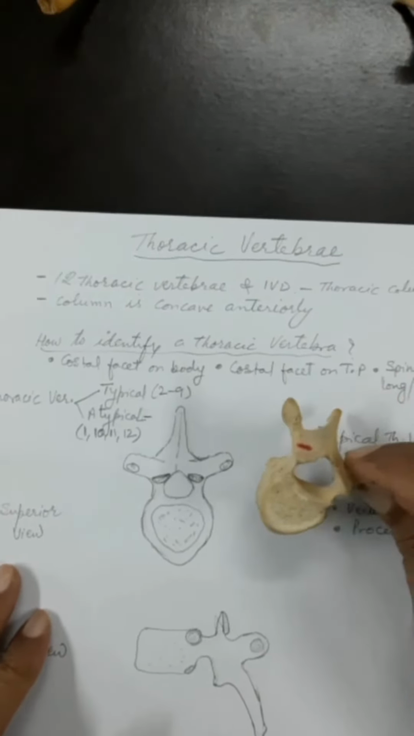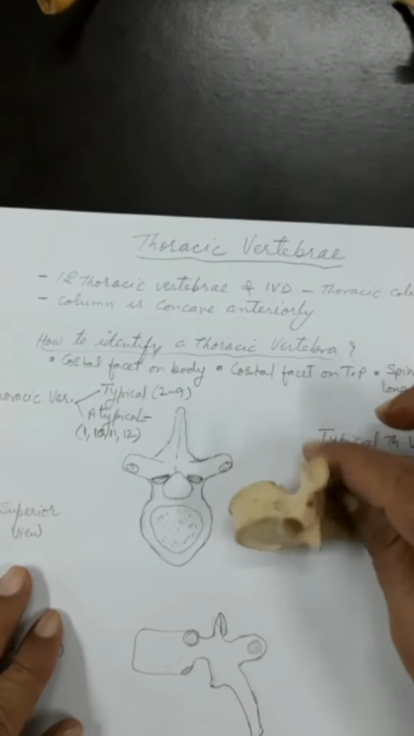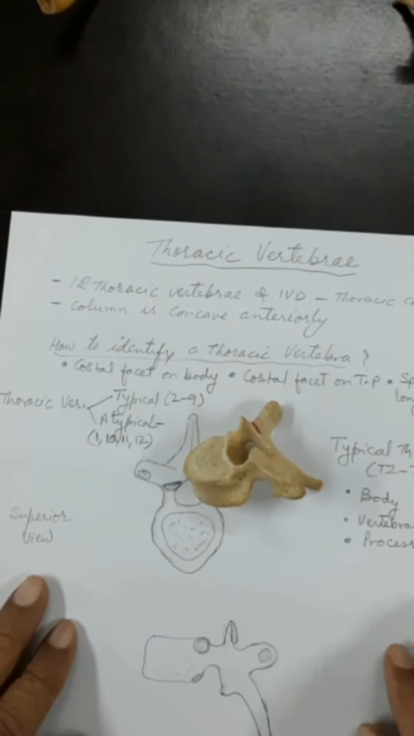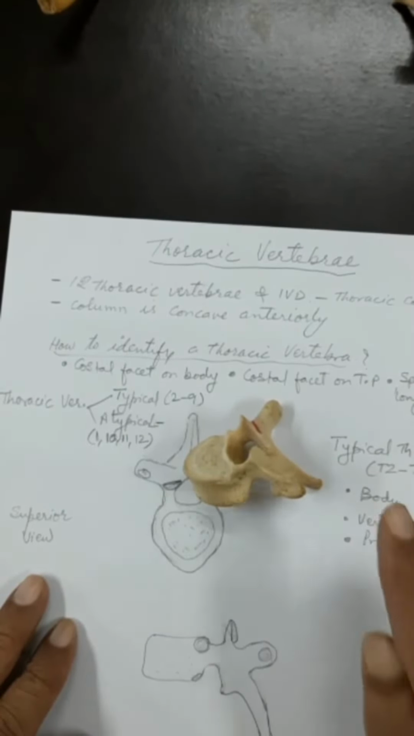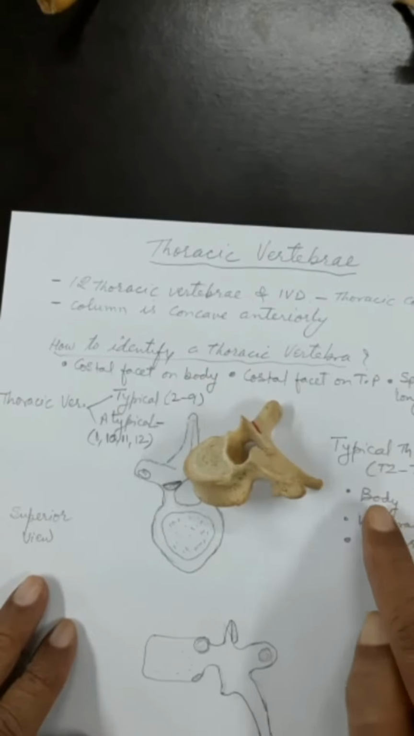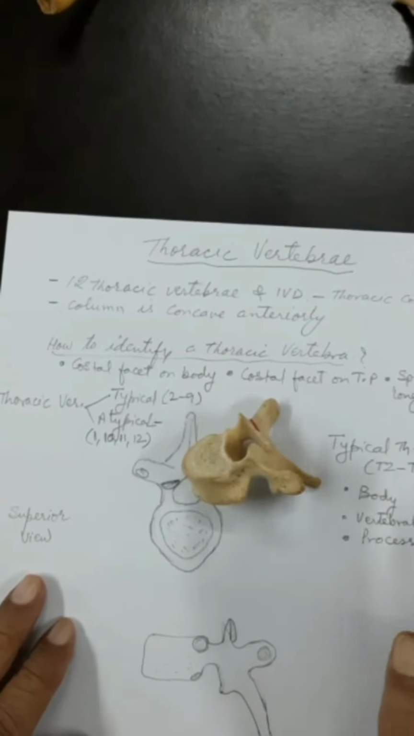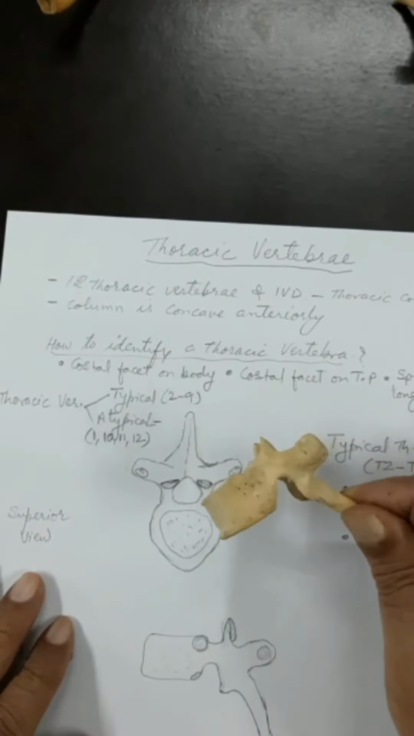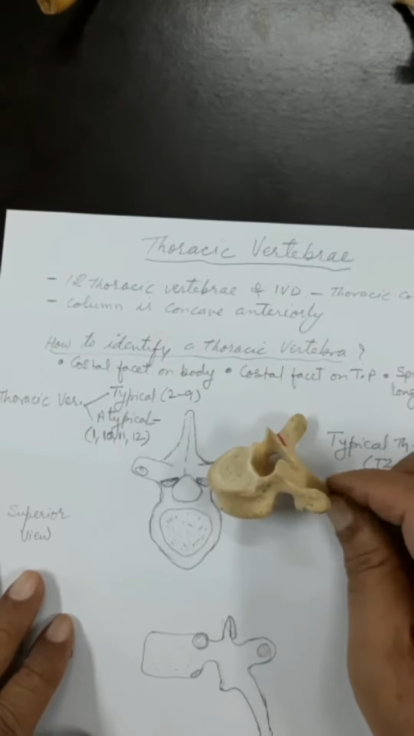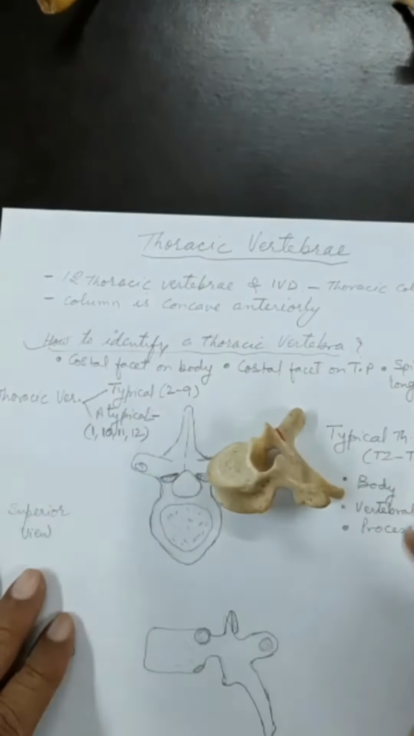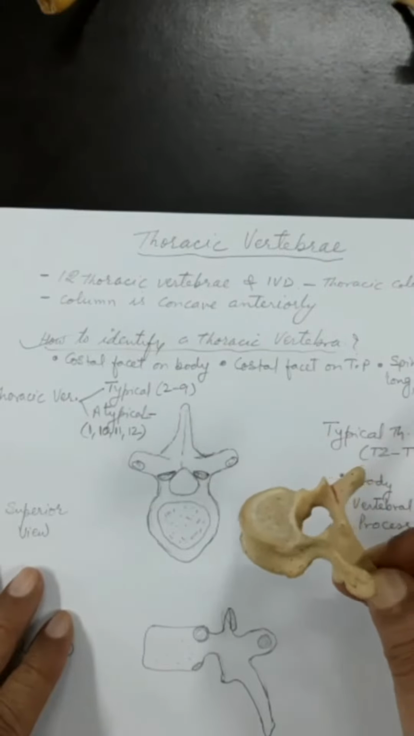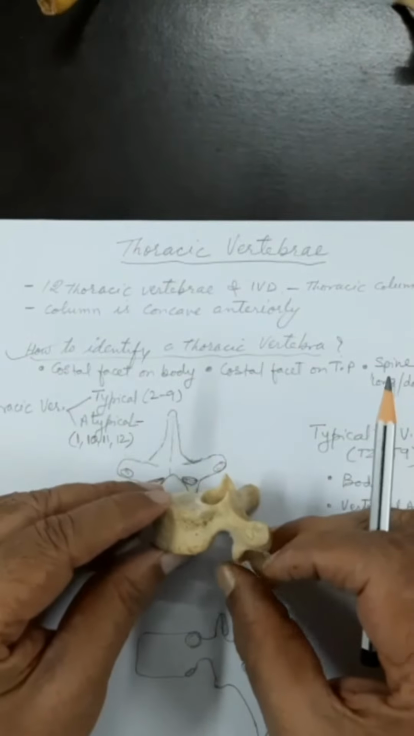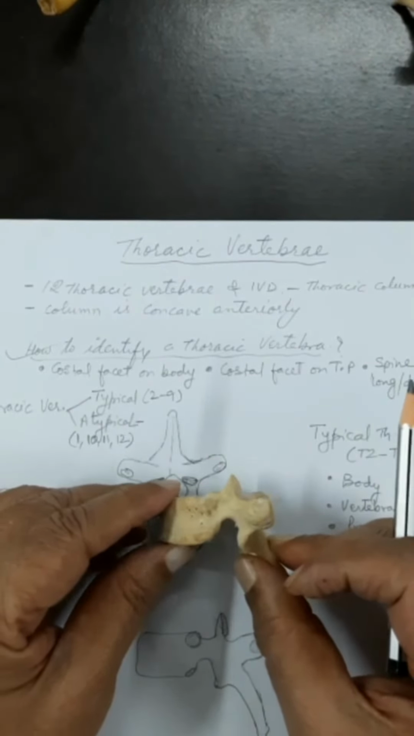Now the question comes: how will you identify that a particular vertebra is thoracic, and how will we differentiate it from cervical and lumbar? In the first step we will learn only how to identify that it is a thoracic vertebra. For that, just remember three points for identification of a thoracic vertebra. First, there is presence of a costal facet.